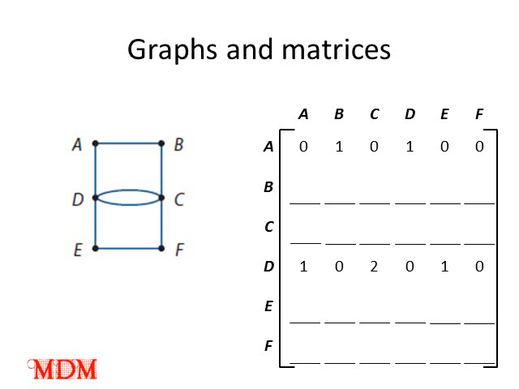Notice that on the left of our screen we have a graph, and then to the right we have a matrix that's partially completed. Look at rows A and D. How are those entries determined?